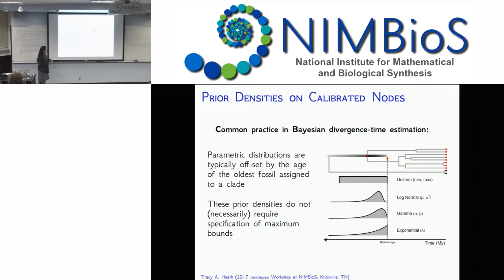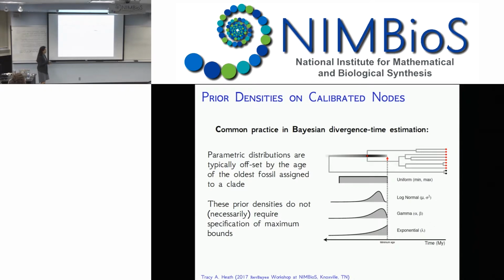We might be able to say that what describes my uncertainty in the age of this node relative to the fossil is more of an exponential distribution, because the shape and the parameterization of this is the best match to my prior uncertainty. And the nice thing about some of these distributions is they don't require you to specify a maximum age.